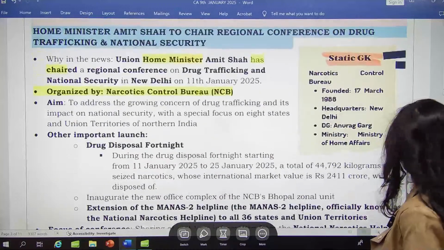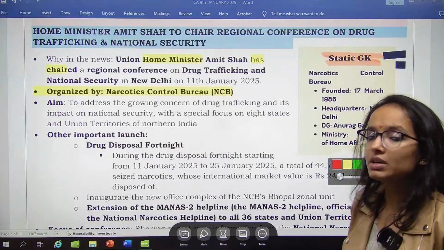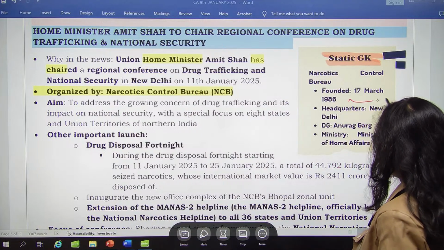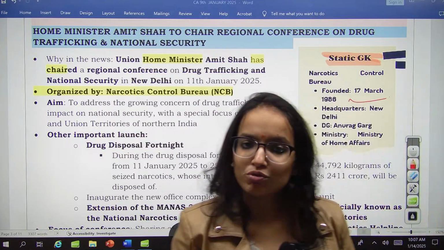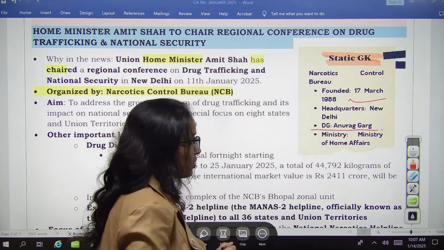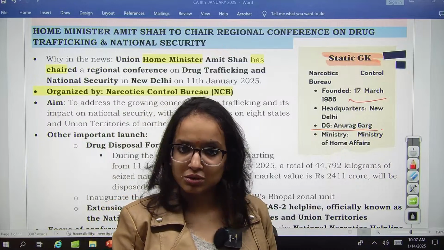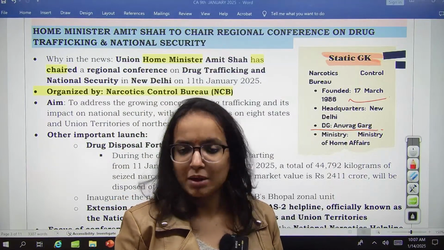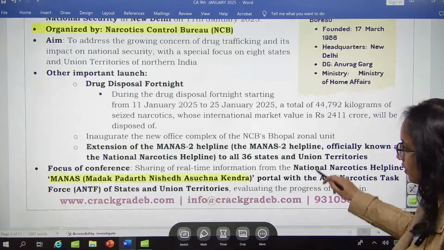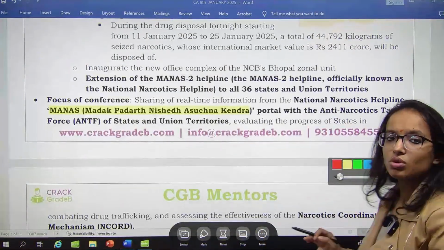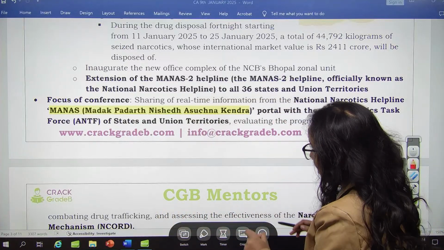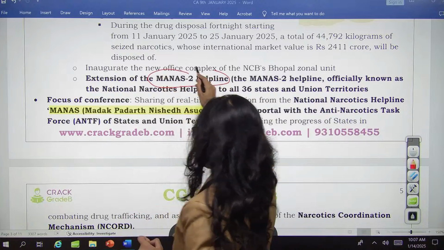What is important here is you should remember about Narcotics Control Bureau, NCB. Narcotics Control Bureau was founded in 1986. Where is it headquartered? It is headquartered in New Delhi itself, right? And the present DG of NCB is Anurag Garg. And which ministry it is associated with? It is associated with MHA, Ministry of Home Affairs. Another important thing here, which you need to remember is, in this conference, Union Home Minister has also decided that they will be extending Manas 2 helpline.